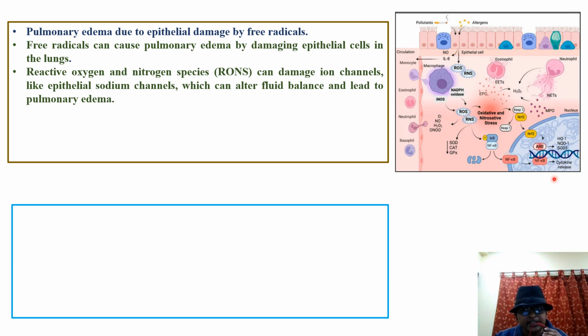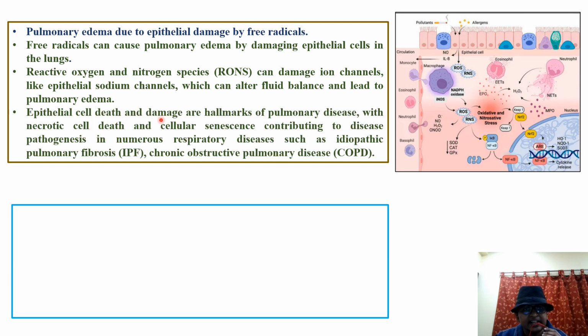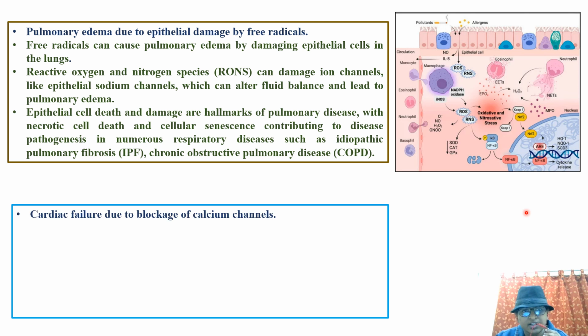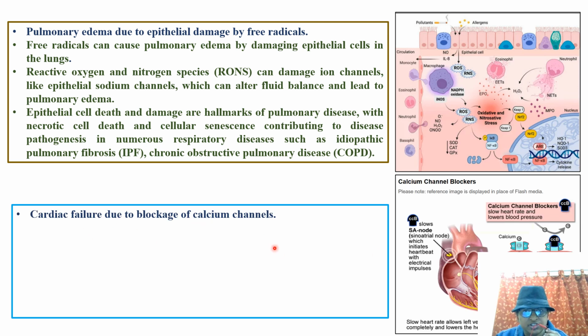Okay. Next, epithelial cell damage and death are hallmarks of pulmonary disease, with necrotic cell death and cellular senescence contributing to disease pathogenesis in numerous respiratory diseases such as idiopathic pulmonary fibrosis and chronic obstructive pulmonary disease. Cardiac failure due to blockage of calcium channels. We are discussing the last option, this one.